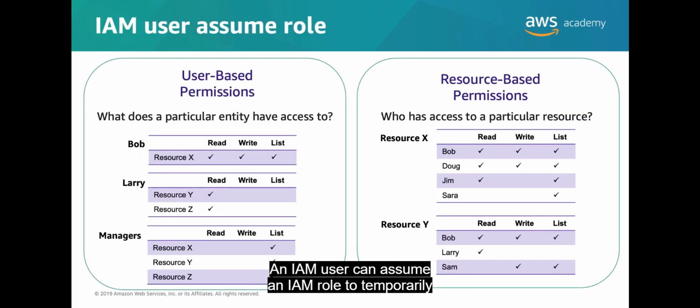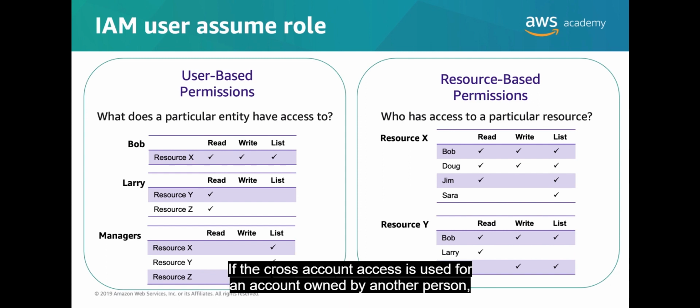An IAM user can assume an IAM role to temporarily elevate their permissions based on the policy attached to the role. When they exit the role, they return to their original permissions. A user can also switch roles to access resources for other accounts. This is known as cross-account access.